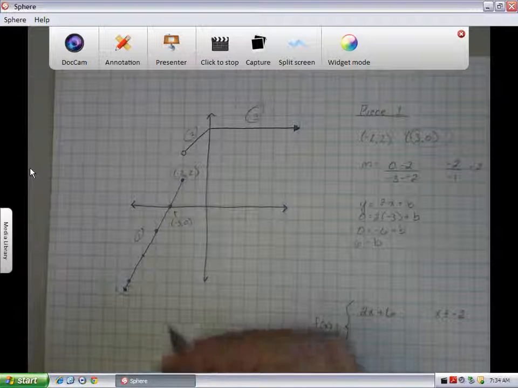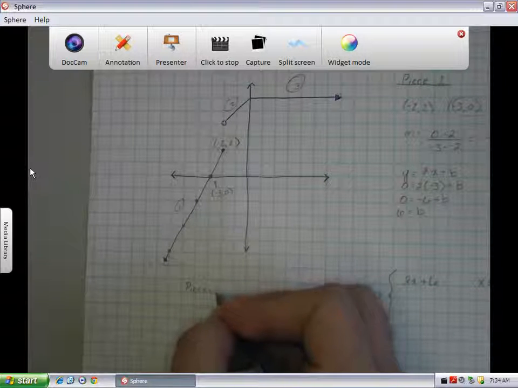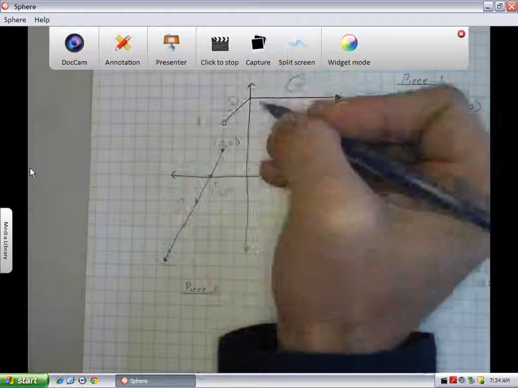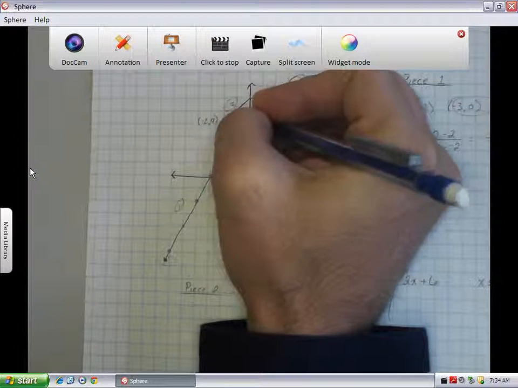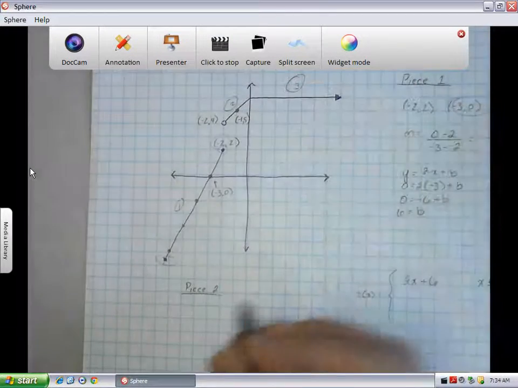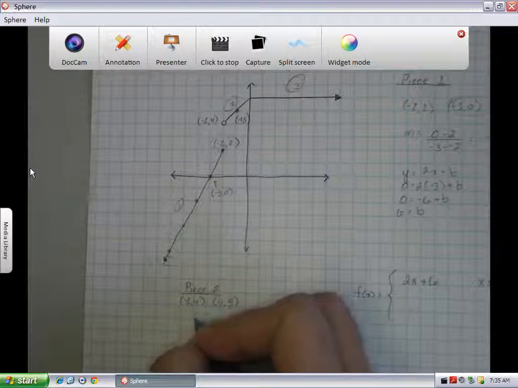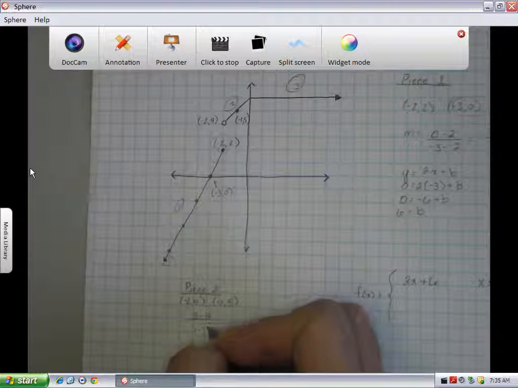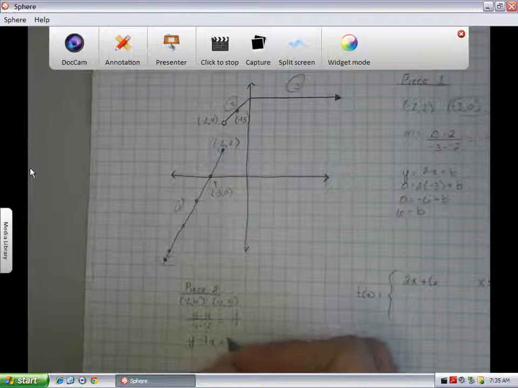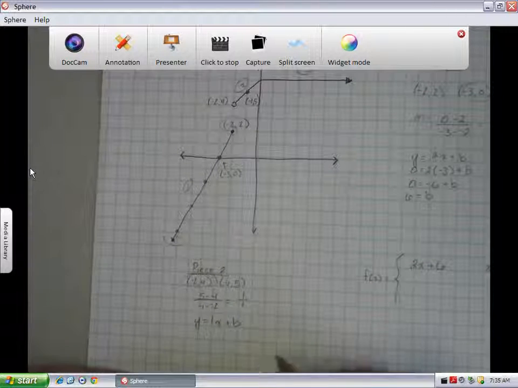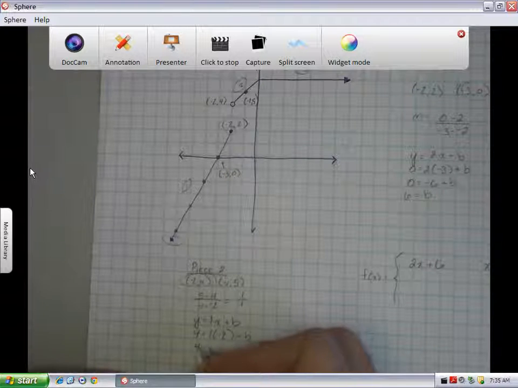Now for piece 2, again, I need 2 points, so I have a point at -2, 4, and it looks like I have another point at -1, 5. So -2, 4, and -1, 5. 5 minus 4 over -1 minus -2. 1 over 1, so there's my slope of 1, so y equals 1x plus b. I'm going to plug in the point -2, 4, so 4 equals 1 times -2 plus b. 4 equals -2 plus b.